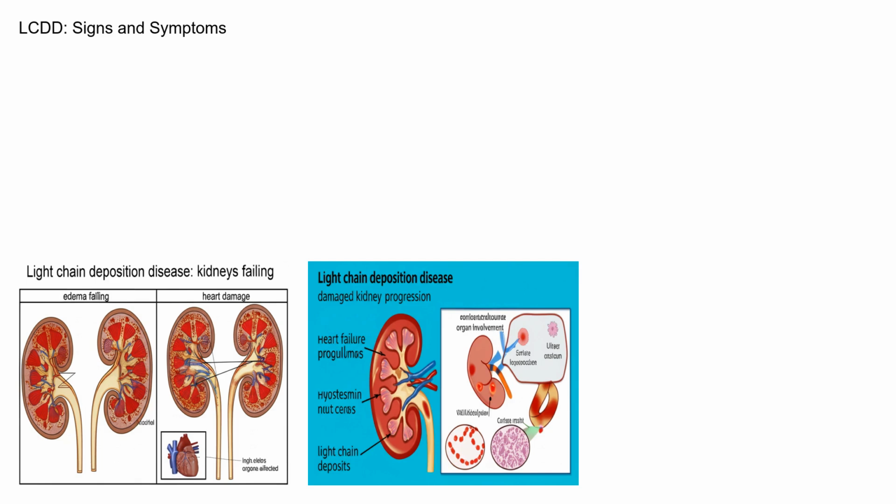The signs and symptoms of LCDD can vary depending on which organs are affected. The most common presentation involves kidney dysfunction, leading to proteinuria, which is protein in the urine. Over time, this can progress to chronic kidney disease and eventually kidney failure. Patients may also experience edema or swelling, particularly in the legs and ankles. If the heart is involved, patients might experience shortness of breath, chest pain, and arrhythmias. Other possible symptoms include fatigue, weight loss, and symptoms related to liver or nerve involvement.